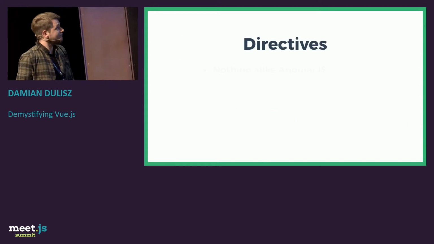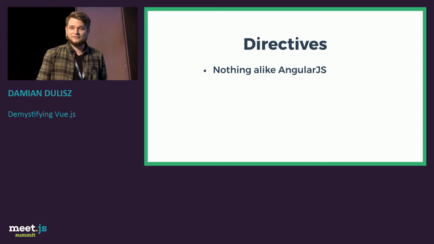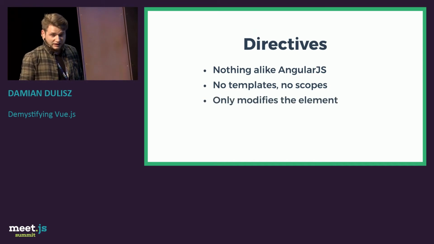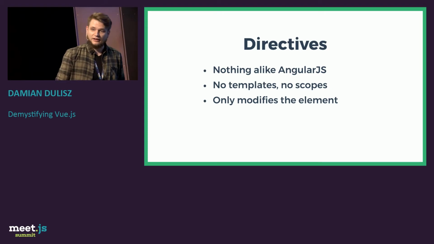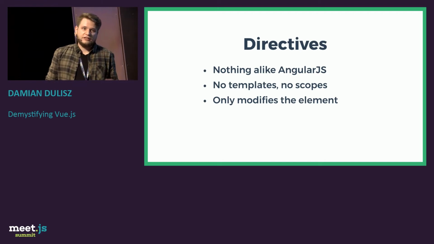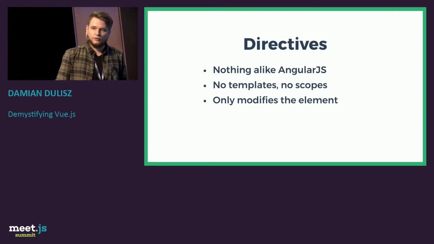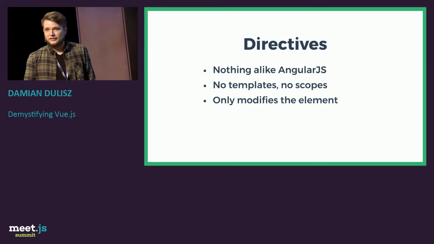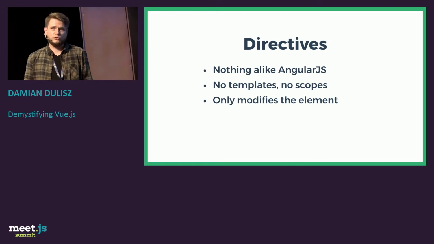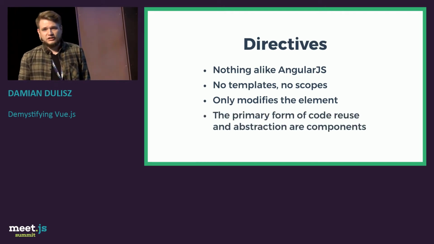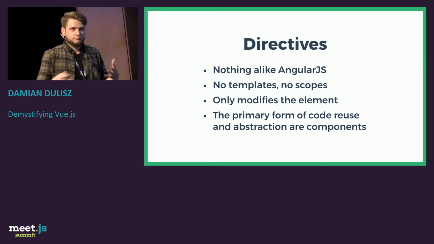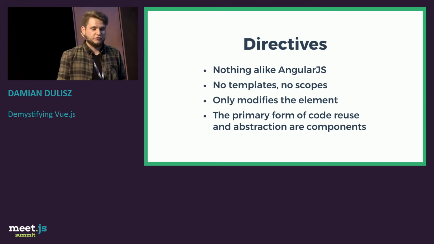So, directives. Actually, they are nothing like in AngularJS. You don't have templates for directives. You don't have scope. A directive can only modify the element it is used upon. It has only bind, update, and unbind hooks that you can use when something happens. And in my whole experience, around 2 years of using Vue, I only had to write about 2 custom directives, because most of the time, or almost all the time, you will be using components as the way to abstract and reuse your code in different contexts.